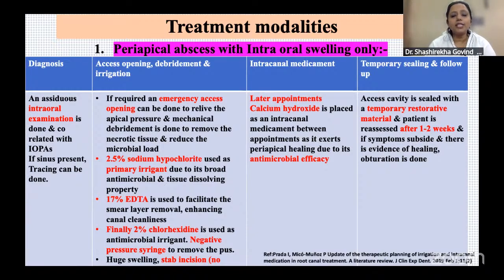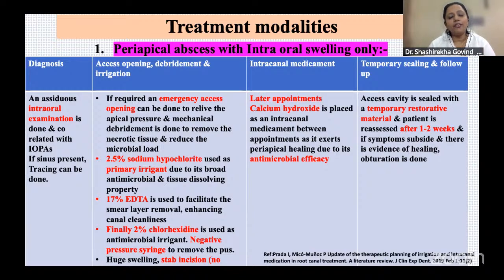In such cases, you can't do any stab incision, and you can't use a negative pressure syringe. You just have to leave it like that. Just irrigate well with chlorhexidine, and follow locally.